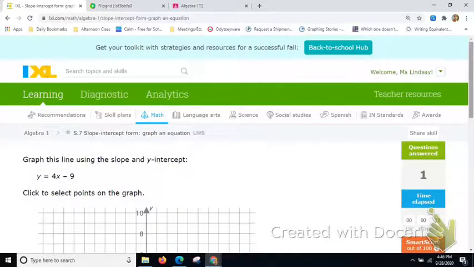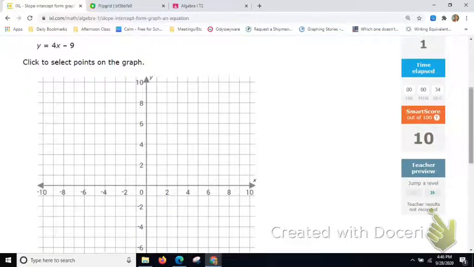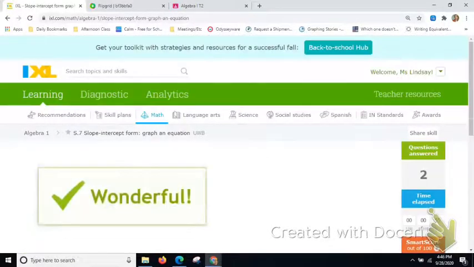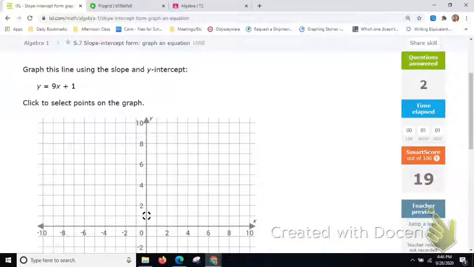So this time I'm going to start at -9 because I see 4x minus 9. So -9, it was 4x, so my slope is 4, so up 4 and over 1. Click. If I click again, it turns it off. So that second click automatically draws your line. So start at 1, up 9, over 1, click.